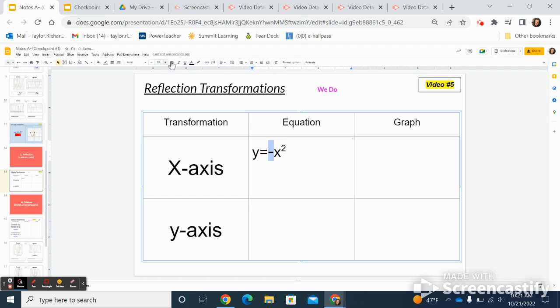I'm going to make this nice and big and highlight it. You're going to put the negative sign out front, and that's it. This negative sign means everything's getting flipped upside down. And so let's find this picture so you can actually see what I'm talking about.